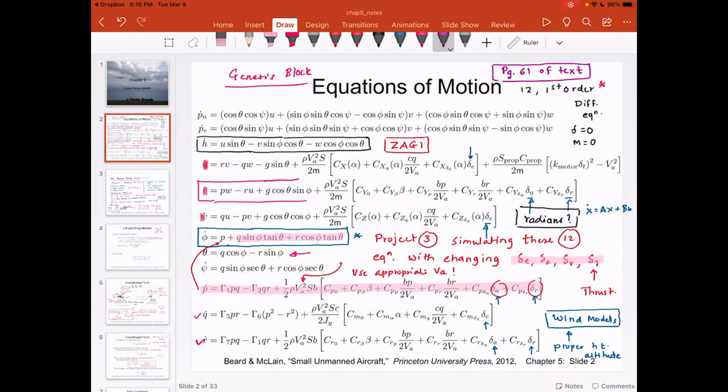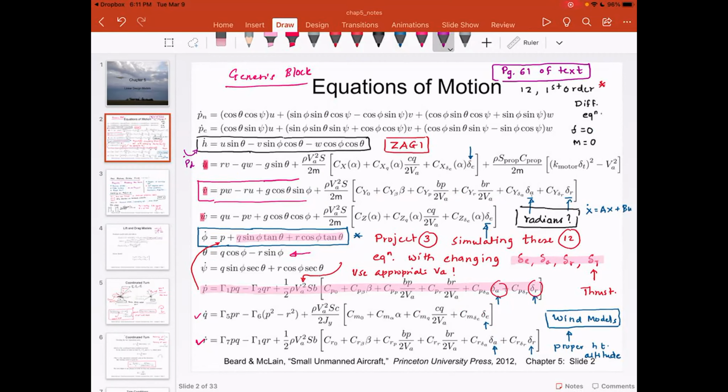What these equations show us is the derivative on the left hand side. So Pn dot, Pe dot, and then north, east, down. So Pd dot is replaced by h dot. So this is actually Pd dot. Then you have u dot, v dot, and w dot. So u is the velocity, forward velocity. v is the velocity around the Y direction, and w is the velocity around the Z direction.